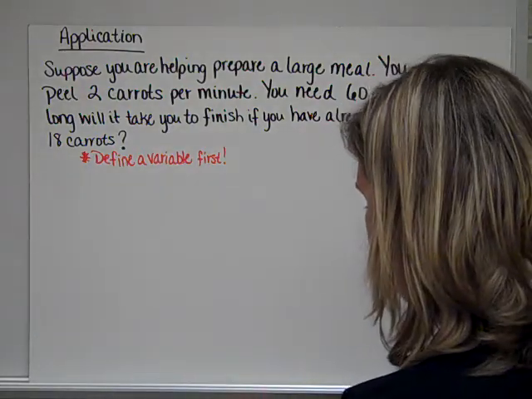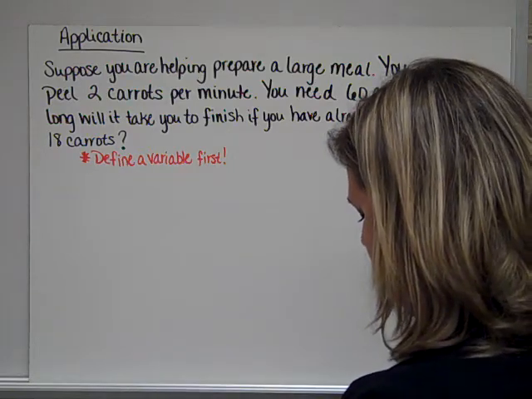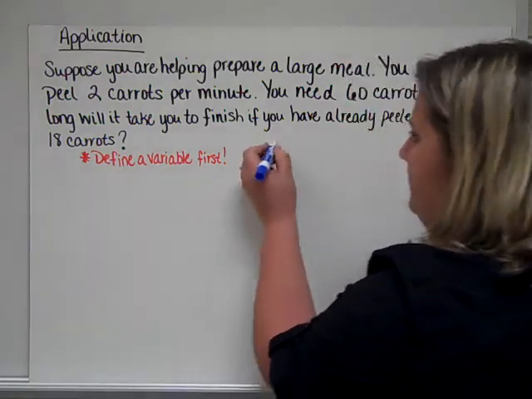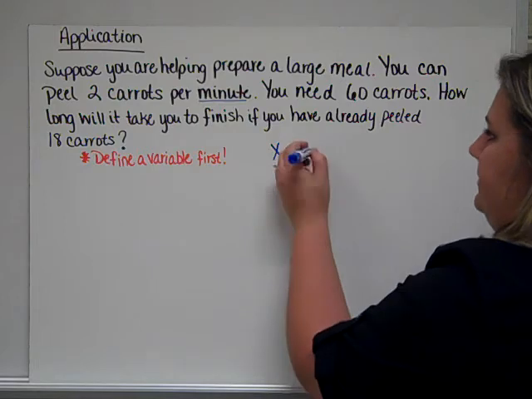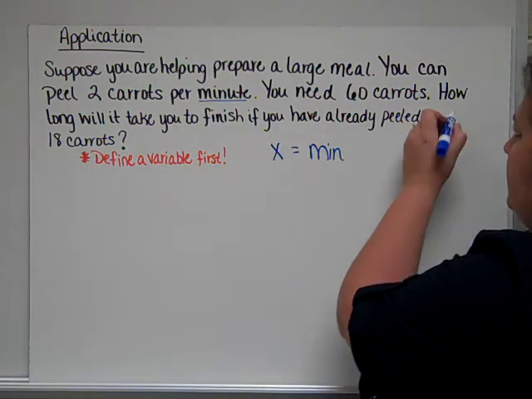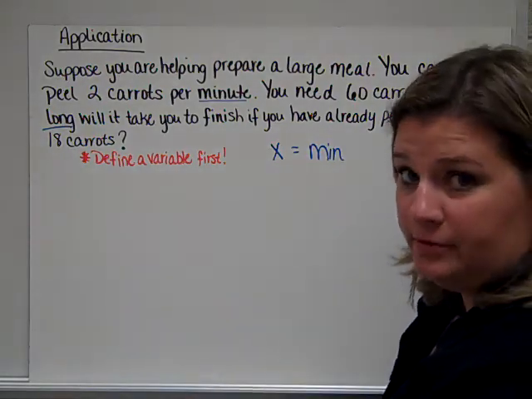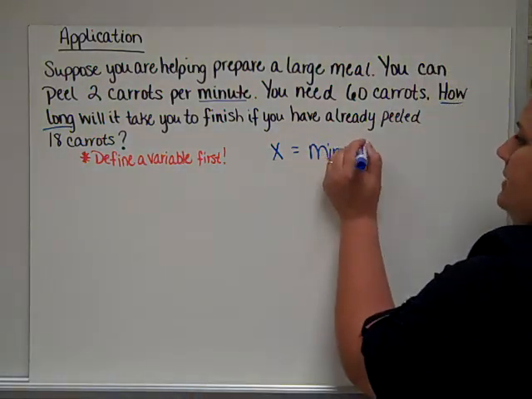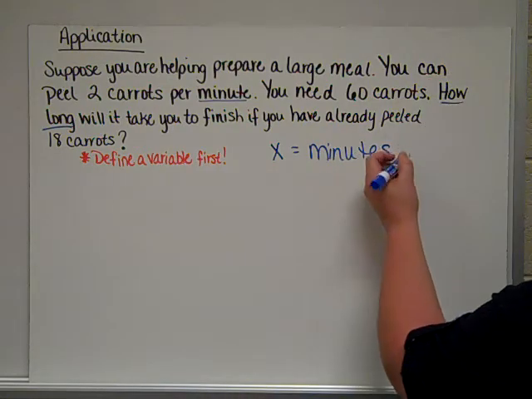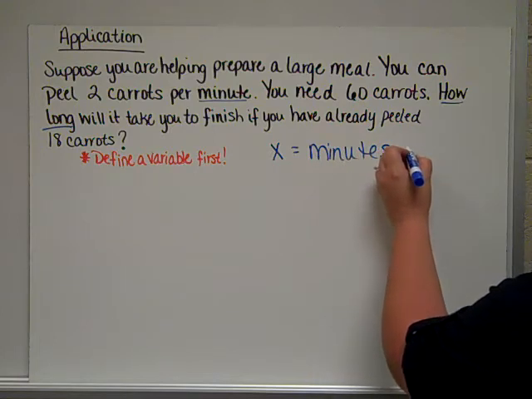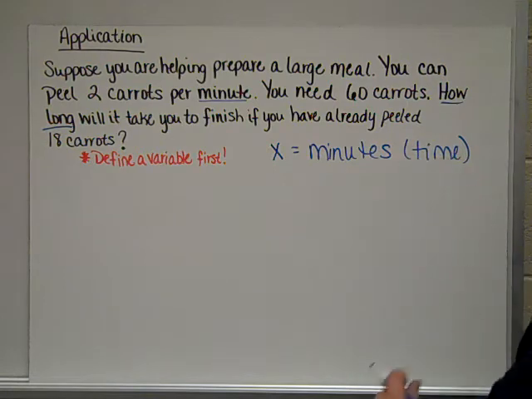So the very first thing we need to do is to define a variable first. So let's define. We're going to use x. X is going to represent our minutes, because we're asking the question, how long? So that's how I know we're talking about time. So we're going to use it for time, but we're going to specify that it's going to take minutes. That would be time right there.